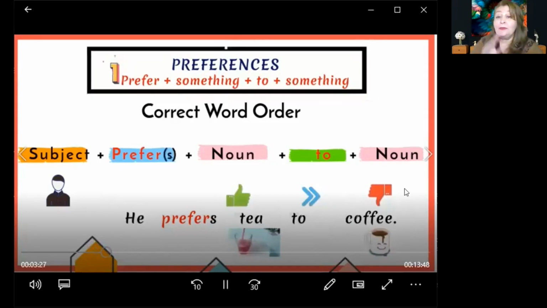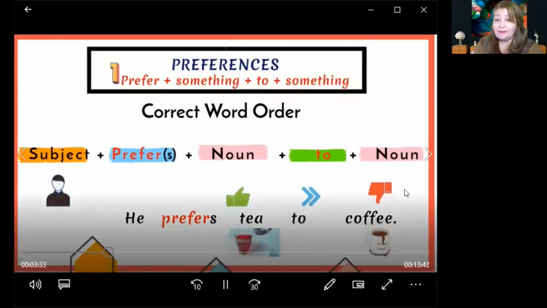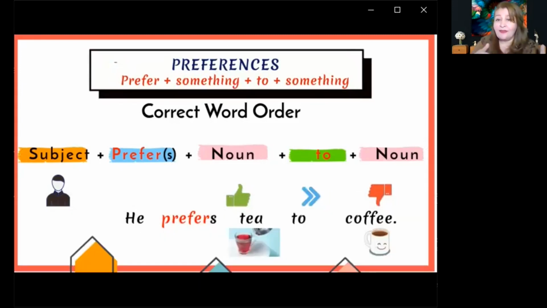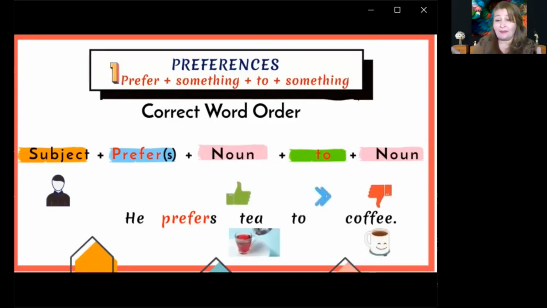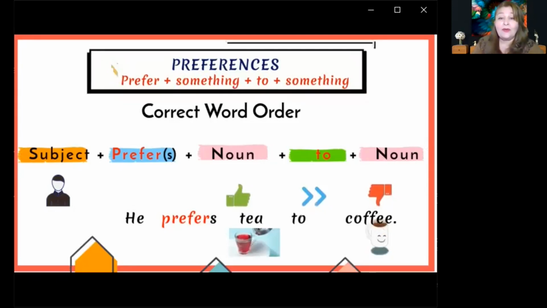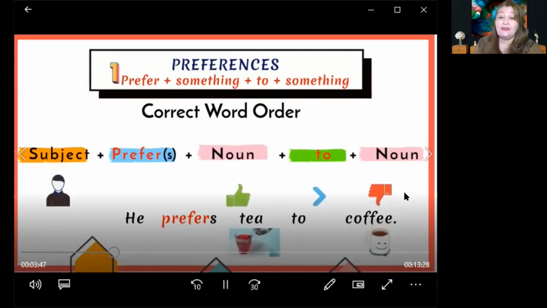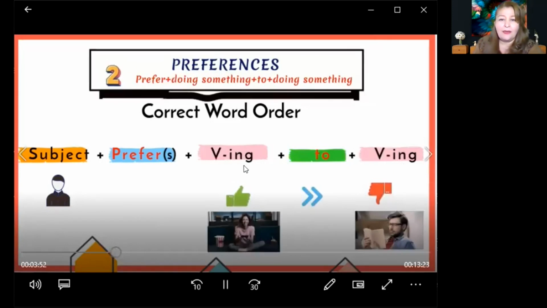But he prefers tea to coffee. We have two nouns here, and we say I prefer something to something, or he prefers something to something. So we can say that he prefers tea to coffee. Okay, let's see this example.